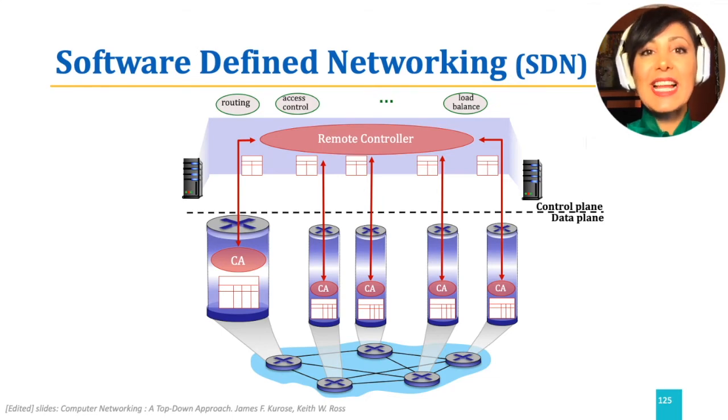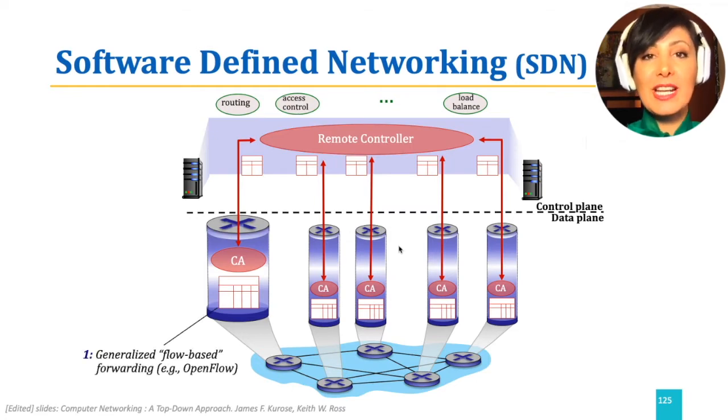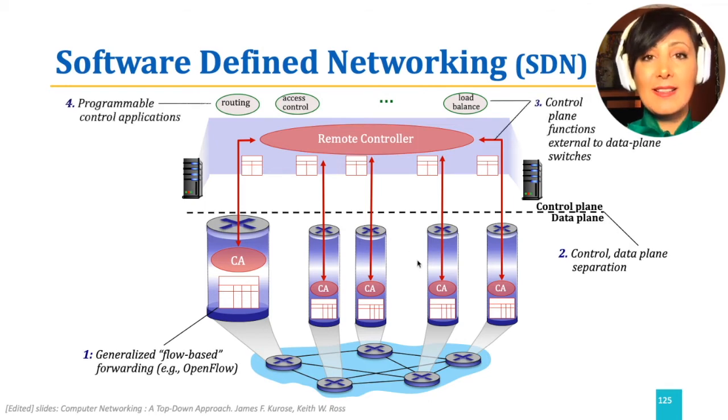Before we proceed, let's do a quick review. The four main characteristics of SDN that we discussed are flow-based generalized forwarding, separation of data and control planes, control plane functions being external to switches, and programmability of network control applications. We previously discussed the generalized forwarding and the separation of control and data planes. This allows the centralized remote controller to run routing algorithms in a centralized way and propagate the generalized forwarding tables into the data plane devices.